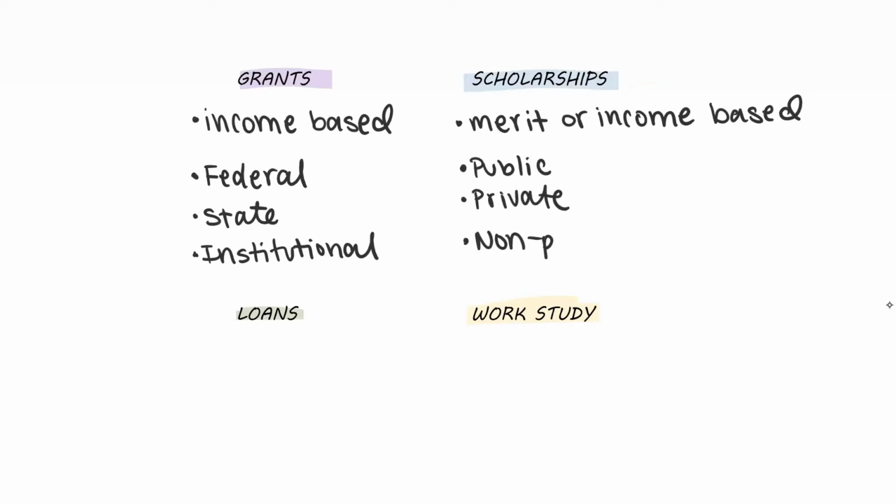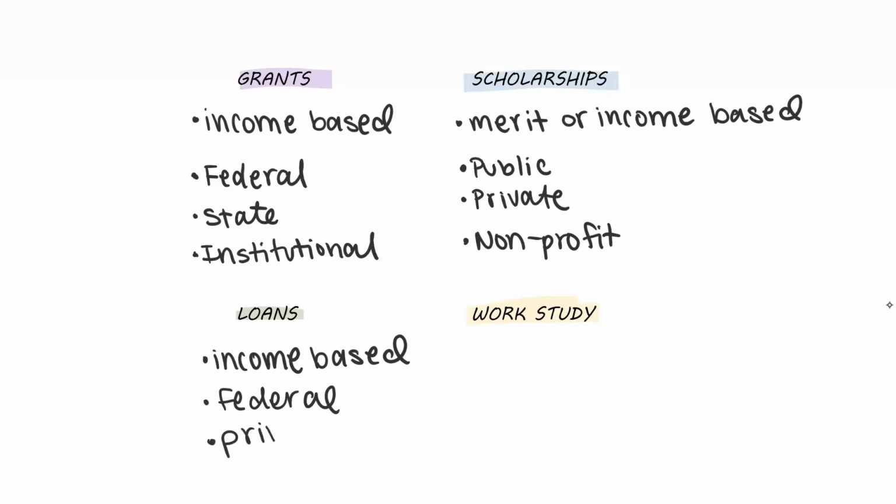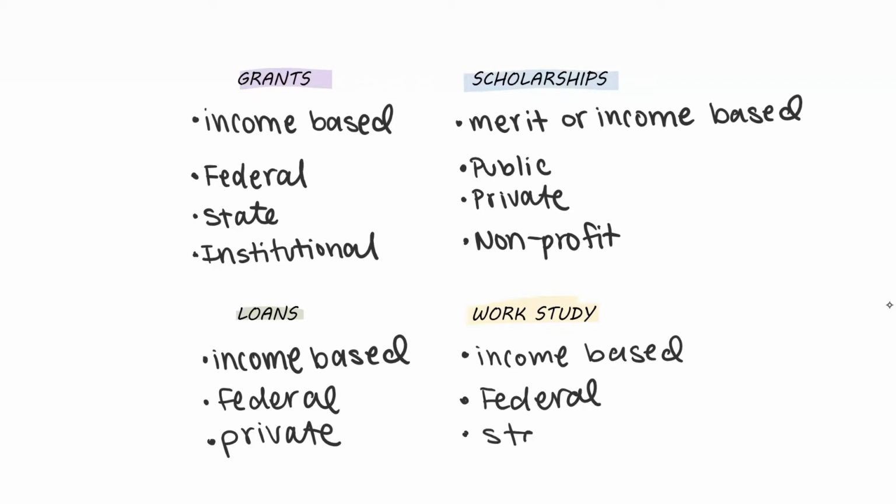You could apply to, for example, Hey Mentor, we have a scholarship that you can apply to, or other nonprofits as well. And then there's loans, and those can be income-based as well and are either federal or private. So you might take out a loan from a private company, or you could take it out from the federal government. And then lastly, work study can also be income-based, federal, state, and institutional. And I will talk more about work study in a bit.